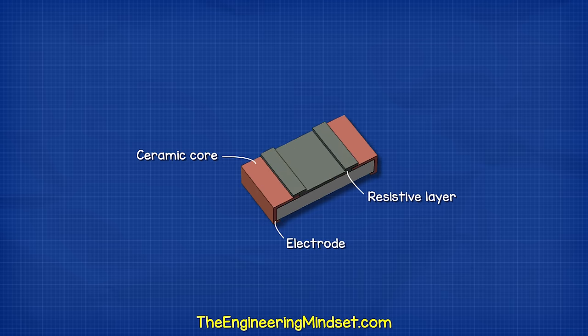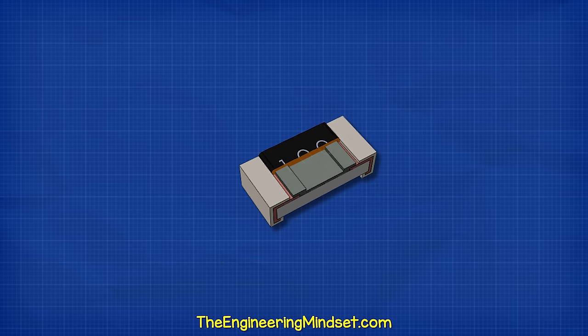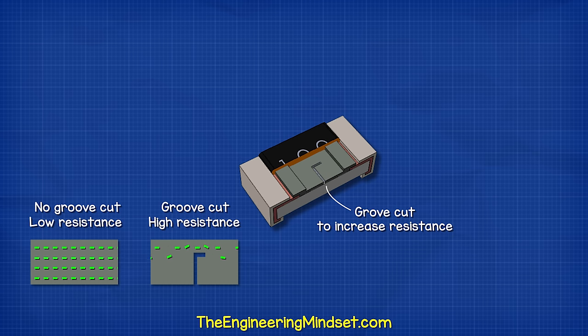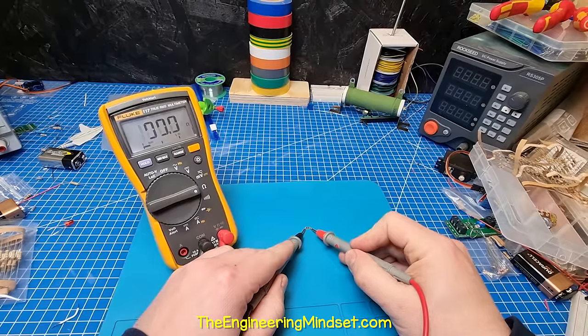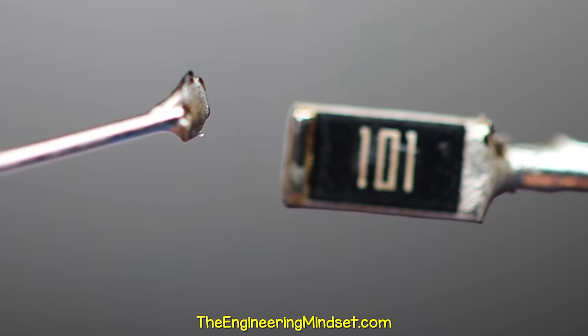These are connected by a thin layer of resistive material and then covered with an insulating protective case and capped off with metal connectors. The resistive material has a groove cut into it with a laser. This reduces the area in which electrons can flow, and so the resistance increases. These provide high tolerance, but they have a very low power rating.